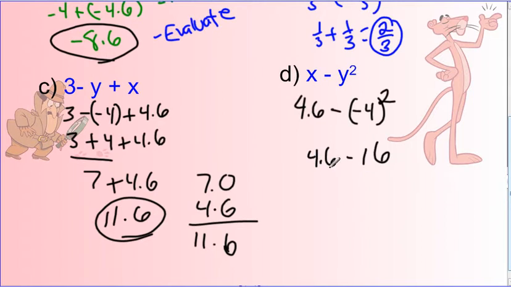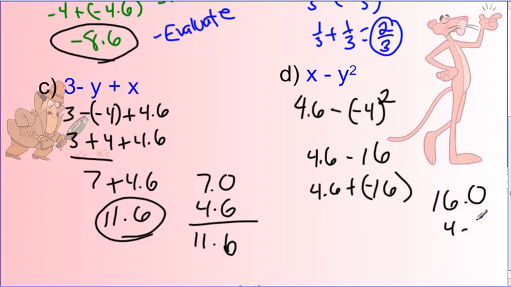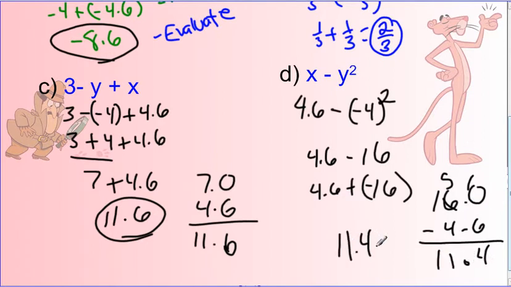Now, I would probably use KFC because now you get 4.6 plus a negative 16. The signs are different. Subtract 16.0 minus 4.6. 5, 10, 11.4. And we keep the sign of the bigger number, which is a negative 11.4. So, yeah, I made a mistake. 4 squared is not 4. 4 squared is 16. And we go from there.